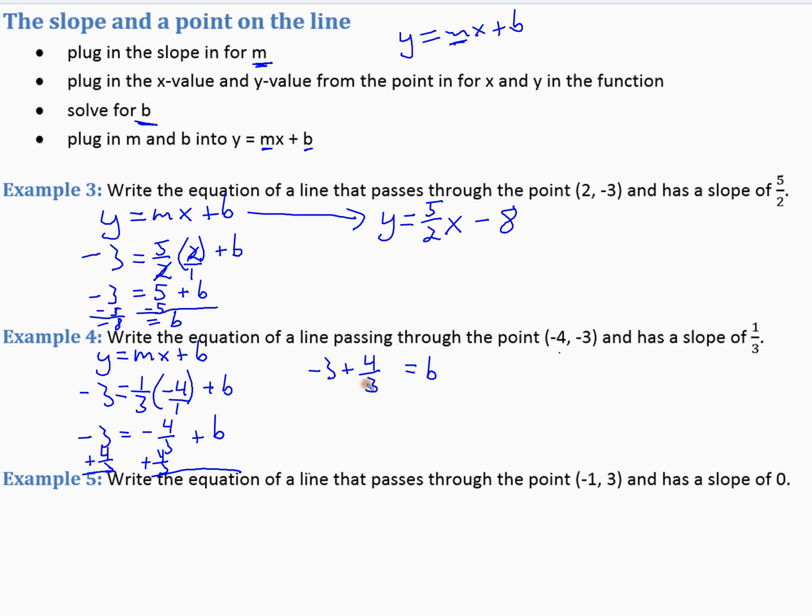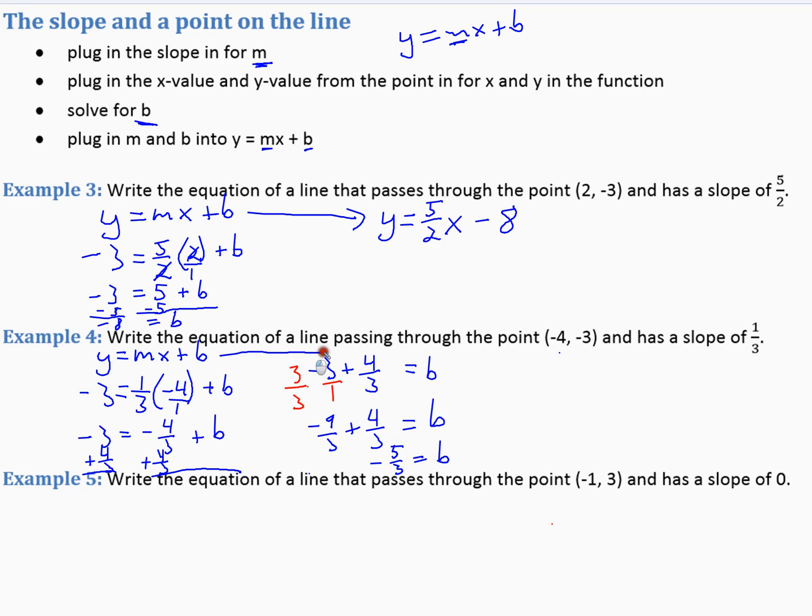Well, in order to add fractions, we need a common denominator, so we will put this over 1, and we'll multiply this by 3 over 3 to get a common denominator. And so this is negative 9 over 3 plus 4 over 3 is equal to b, and then negative 9 plus 4 is negative 5/3. And so b is negative 5/3.